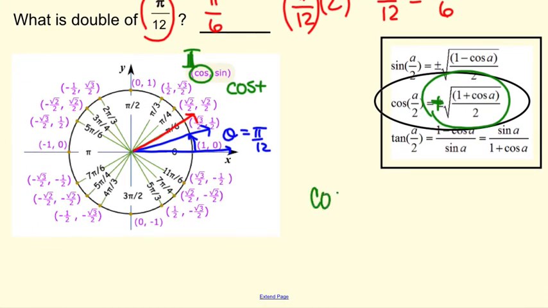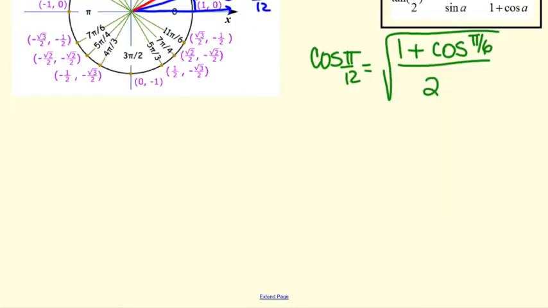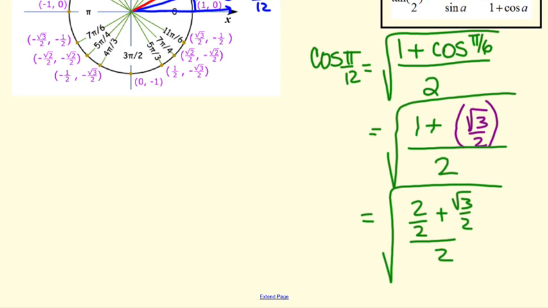So the cosine of pi over 12 equals the square root of 1 plus the cosine of, remember, we're using pi over 6, not pi over 12. We're using the half angle formula. Now we look back over here. Our cosine for pi over 6 is square root of 3 over 2. So we plug that in for our cosine value and leave everything else the same. 1 plus, and then the rest is simplifying all the way down. I'm changing that 1 to a 2 over 2, so I can combine those two fractions together in the numerator.